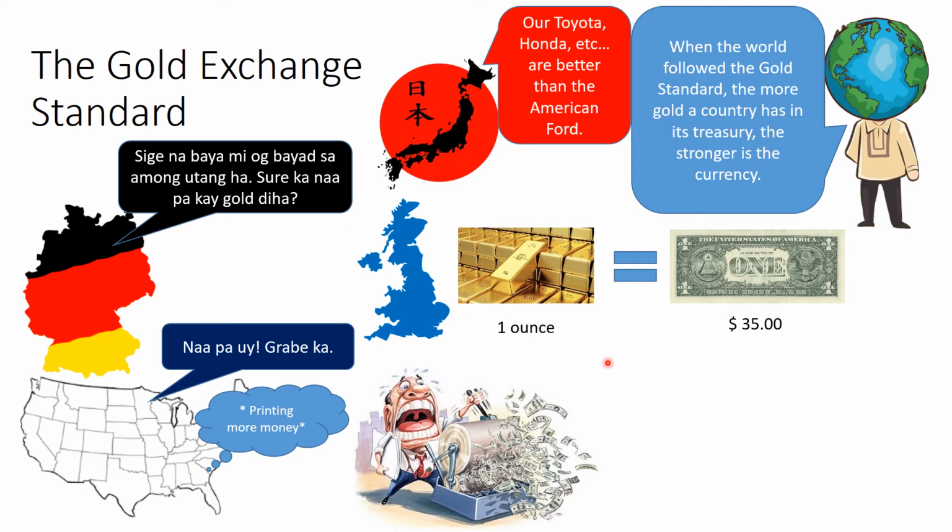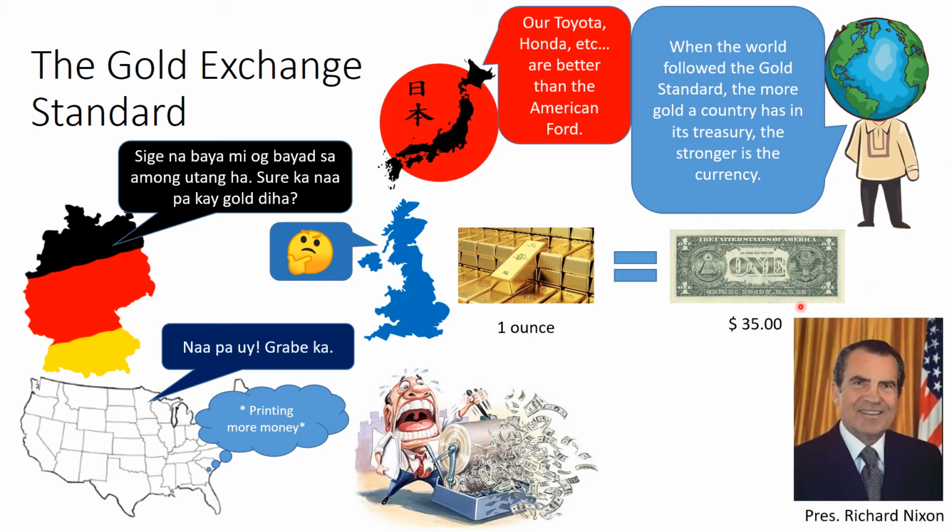Ilang kwarta in exchange of gold. And then, nagduda na ang UK kung nabagay gold pa ang US ilang economy. And then sa UK, nagihimo ng mga underground movement na to the point na ang UK pound is worth higher than the US dollar.